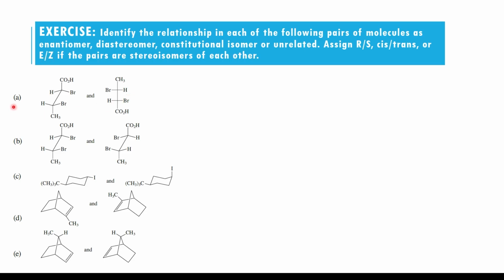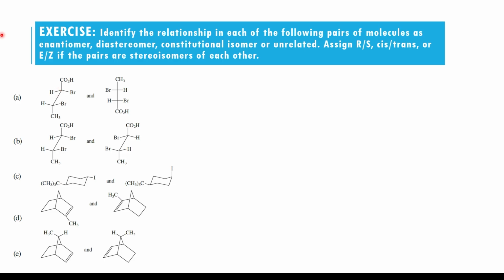Let's look at the first option. In the first option, we have two different types of representation. The first one, we call it sawhorse representation, and the second one is called Fischer projection. Let's look at what a sawhorse representation looks like.